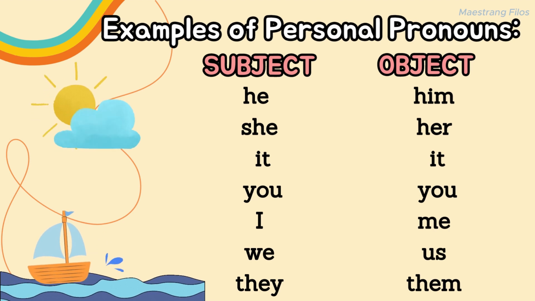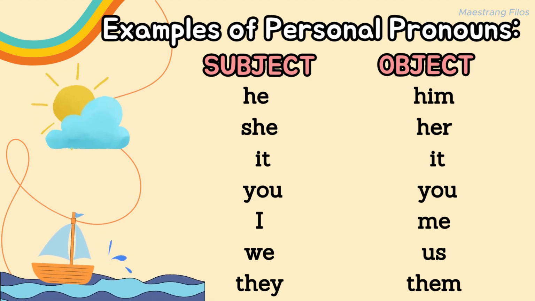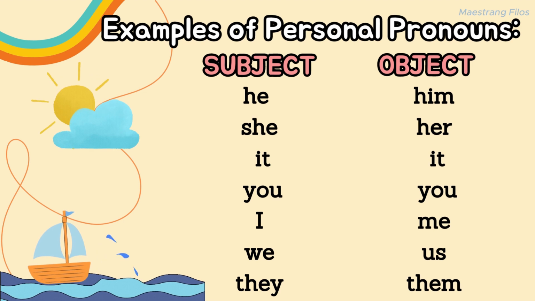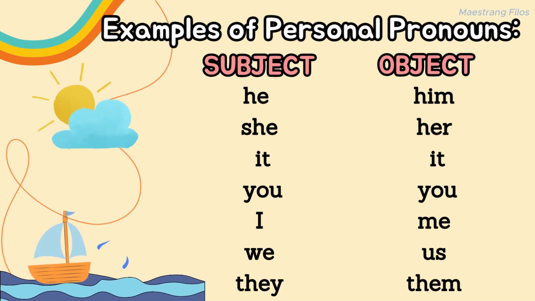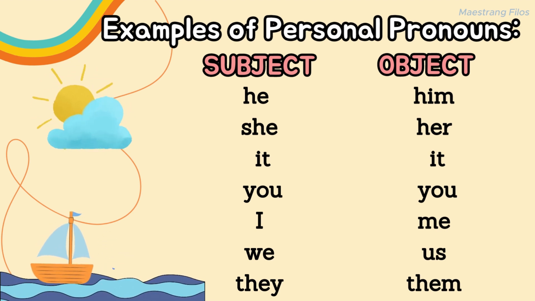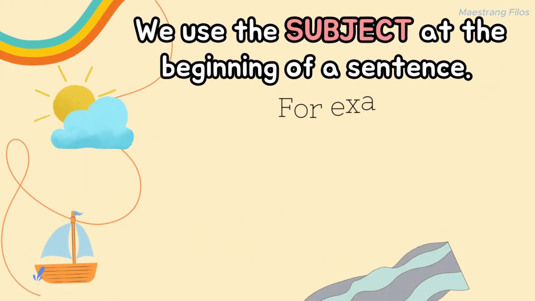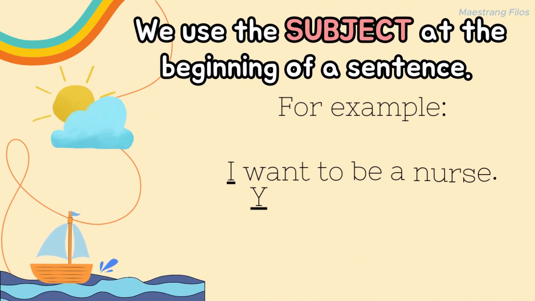The first group functions as the subject of the sentence. These are he, she, it, you, I, we, and they. The second group functions as the object of the sentence. These are him, her, it, you, me, us, and them. We use the subject at the beginning of a sentence.